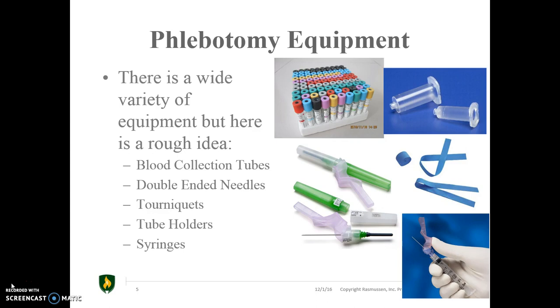Tube holders are a plastic device placed at the end of a double-sided needle to hold the needle in place and hold the tube in place. Syringes come in all sorts of shapes and sizes, and it depends on what size sample you need. Typically with blood draws, you're going to use any one that's 5 to 20 milliliters.